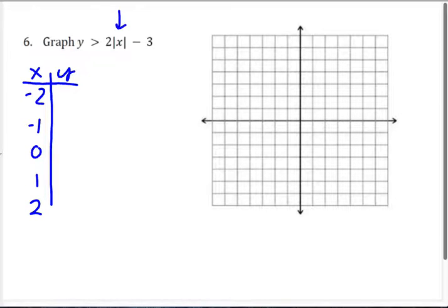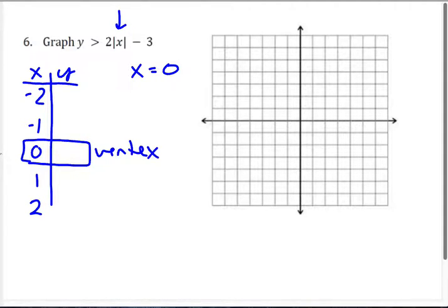The lowest point is when the absolute value, whatever you're taking the absolute value of, is equal to 0. Well, there's only x in there. Well, that's when x is equal to 0. Simple enough. So when I plug in 0 for x, that's going to be my vertex.